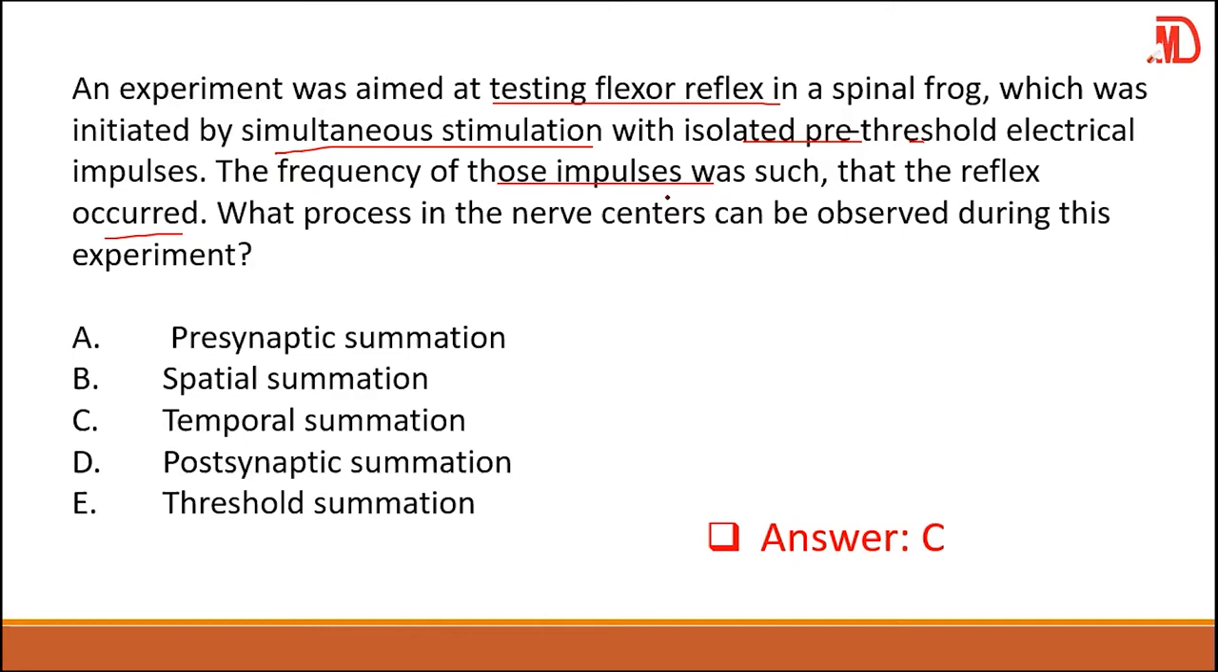Again, when we talk about multiple, we are dealing with spatial. In this case, we have an isolated pre-threshold electrical impulse. Like I said, if it is multiple, they will categorically let you know. So over here, regardless, we are still going to go in for the temporal summation. All right.